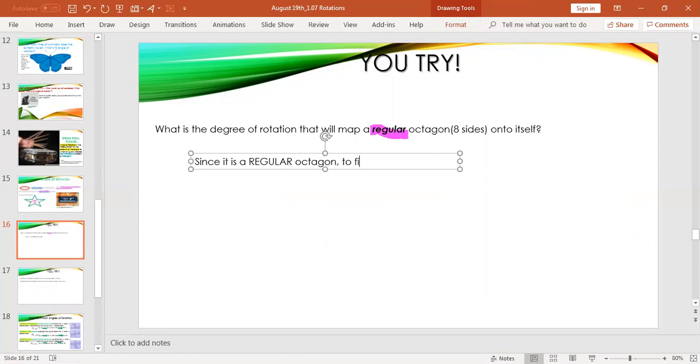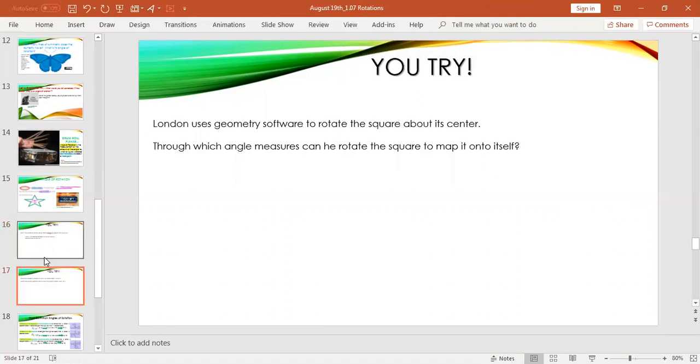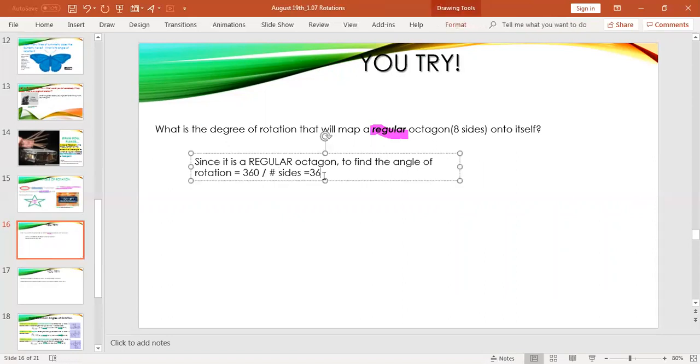to find the angle of rotation, it's going to equal 360 divided by the number of sides. All right, which is going to equal 360 divided by 8, which equals, what's 360 divided by 8? 45 degrees, right?